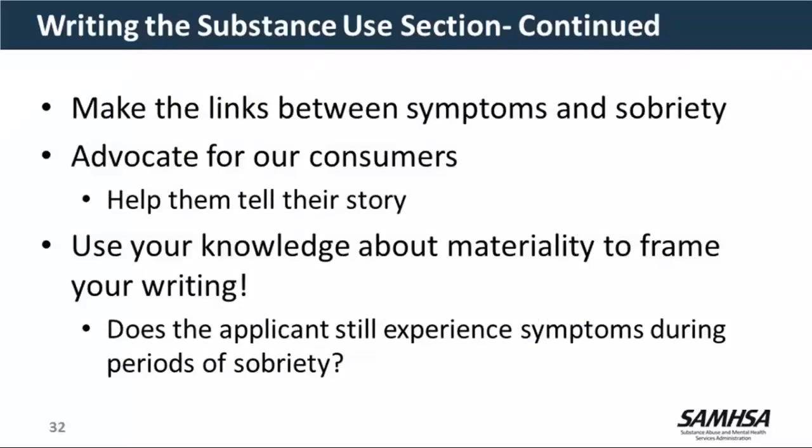So throughout your substance use history section, you want to continue to make the links between symptoms and sobriety. It's important to clearly describe what symptoms of mental illness are present during periods of sobriety. The clinical and criminal justice records are great resources for this information. So if someone had an extended stay at a psychiatric hospital for a week or so, case notes and nursing notes about their behavior on the floor during that time can be really valuable details to include in your report because they were sober during the time that they were hospitalized.